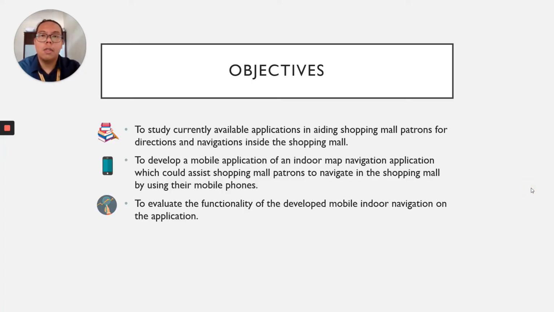So we're going on to the objective. The objectives are, first, to study currently available applications in aiding shopping mall patrons for direction and navigation inside the shopping mall. The second one is to develop a mobile application of an indoor map navigation application which could assist shopping mall patrons to navigate inside the shopping mall. And the last one is to evaluate the functionality of the developed mobile indoor navigation application.